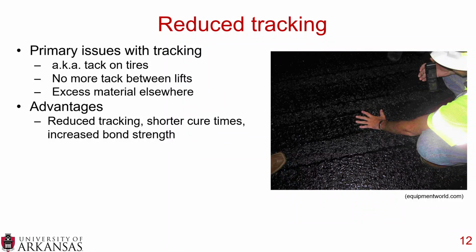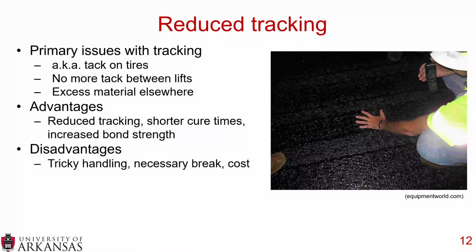Now, some of the advantages of reduced tracking tack coat is obviously you have reduced tracking. You may hear the term trackless tack. The industry is moving away from that because all tacks track at some level, and we're just trying to minimize it with reduced tracking. Other advantages are shorter cure times and an increased bond strength. Some disadvantages are there is some tricky handling associated with the material, especially if you're used to just using the conventional types of tack coat. There's a necessary break time. So there's a very certain window there, a very specific window, and then also the cost.